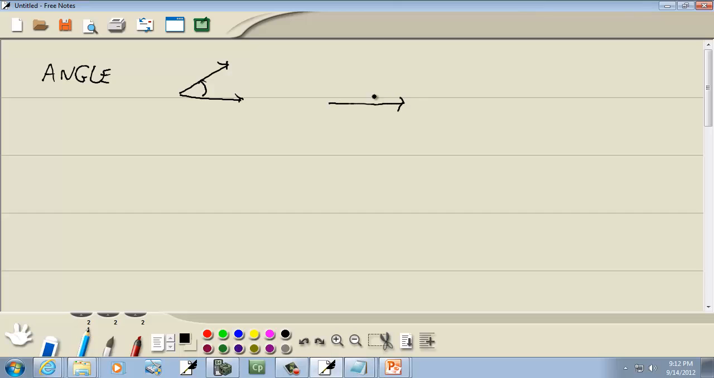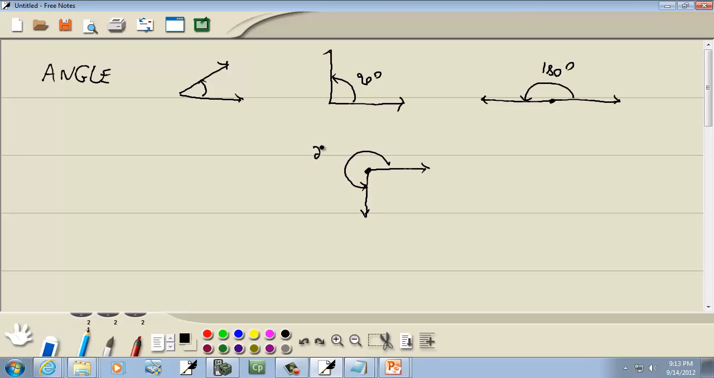So here's our starting side, and if we go up to here, that right there is 90 degrees. Now if we start over here and we go all the way over to there, that's 180 degrees. And if we got our starting side here and we go over here, that's 270.